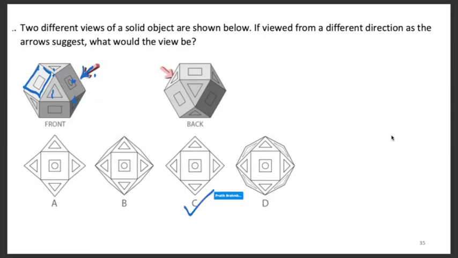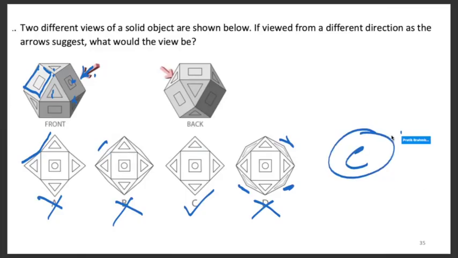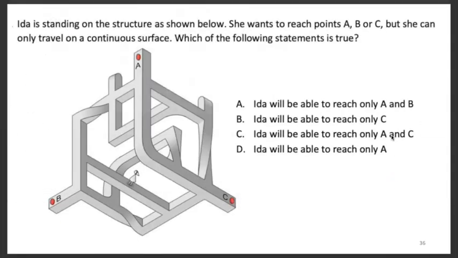Here this kink is forming, so A is wrong. B and D are definitely wrong because we are able to see these parts here. That's why the correct answer is option C. We'll move to the next one.